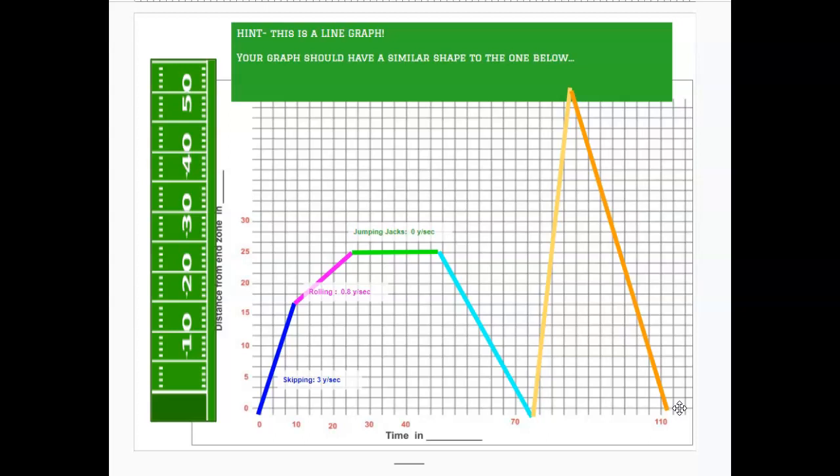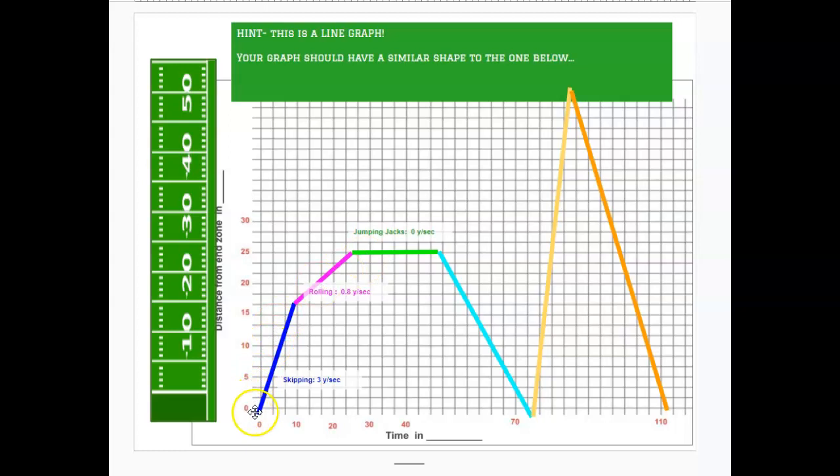So the things that you're supposed to be able to recognize when you're looking at a motion graph. Again, steep slopes like blue and yellow represent fast speeds. Gradual slopes like pink, cyan, and orange represent gradual speeds. And a flat line represents no speed at all, no change in motion.